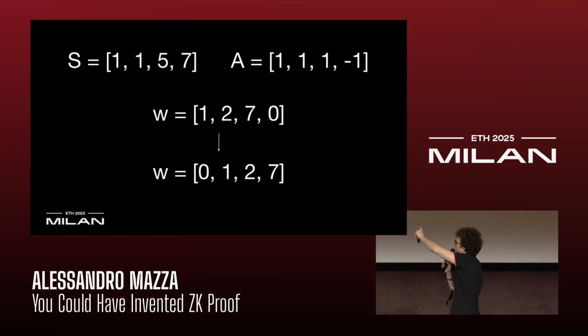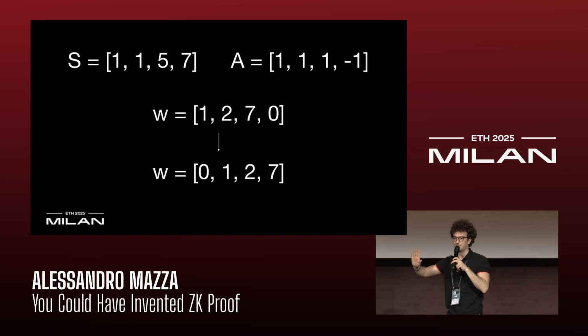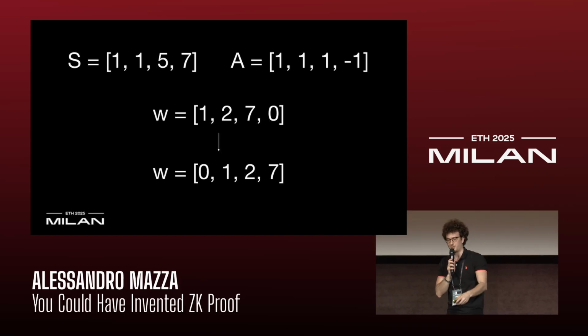And then what we do is just shift all the elements of W to the right. And then the last item becomes the first one. Okay, so we have W: 0, 1, 2, 7. Okay? This is also quite easy to do. I mean, Paul doesn't have to do a lot of work, because if Paul finds A, it's trivial to go and create W.